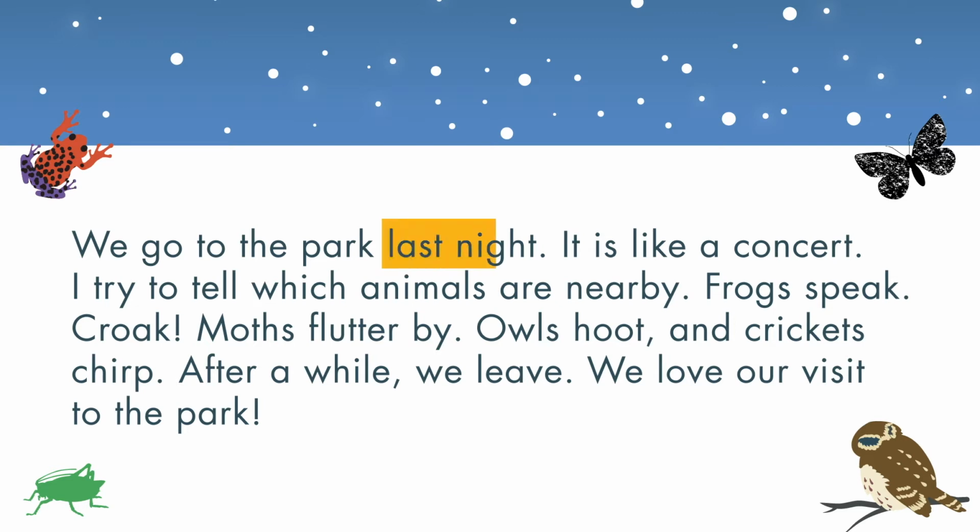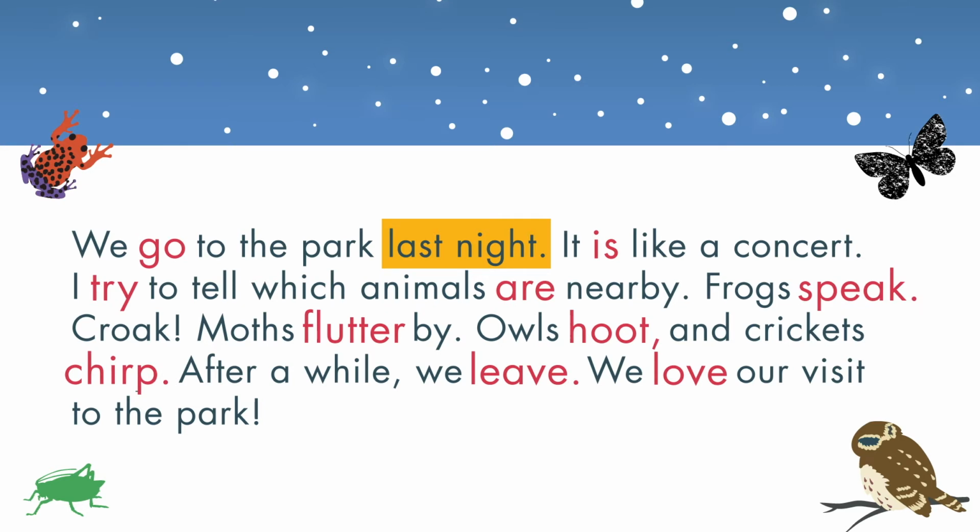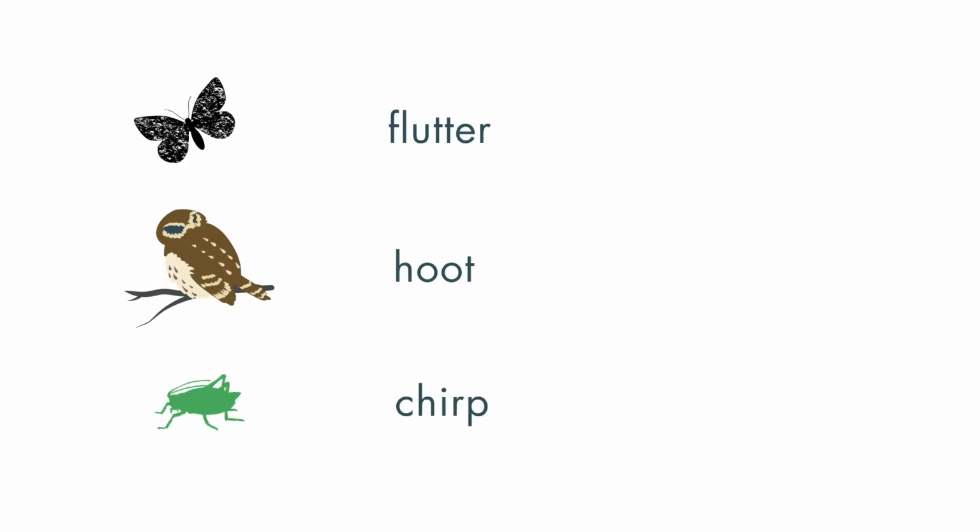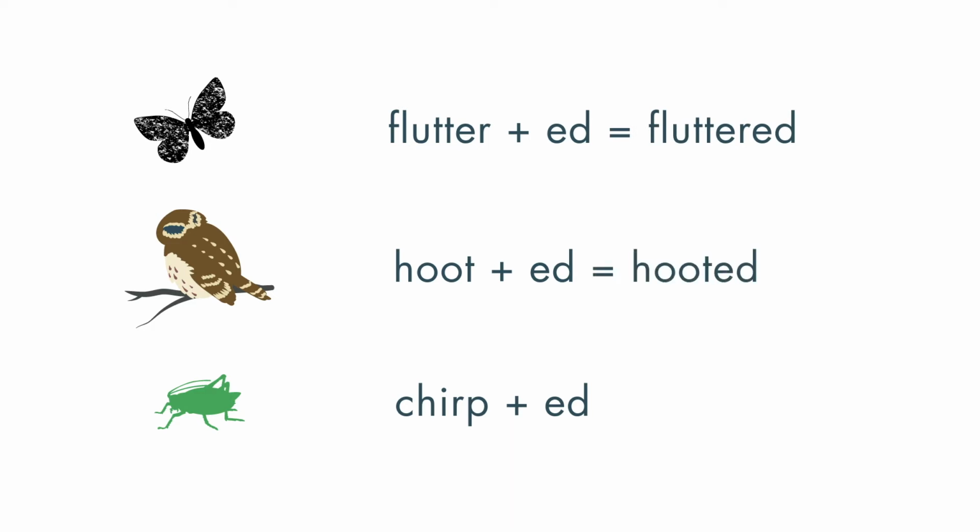The phrase last night shows that the action happened in the past, but the verbs are present tense. We can change the tense of the verbs so the paragraph makes sense. To make a regular verb past tense, we add ed. Flutter, hoot, and chirp are regular verbs. Add ed. Fluttered, hooted, chirped.